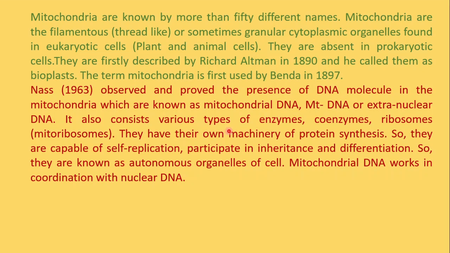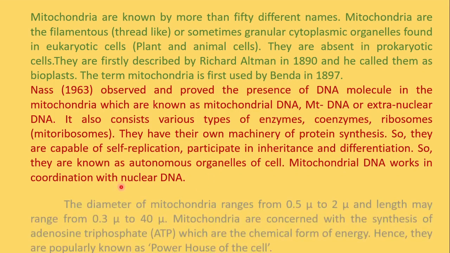Mitochondria also contain various types of enzymes, coenzymes, and a special type of 70S ribosome, also known as mitoribosomes. They have their own machinery of protein synthesis. So they are capable of self-replication, and they also participate in inheritance and differentiation of the cell. So they are known as autonomous organelles of the cell. Mitochondrial DNA works in coordination with nuclear DNA because individually they cannot work for inheritance.